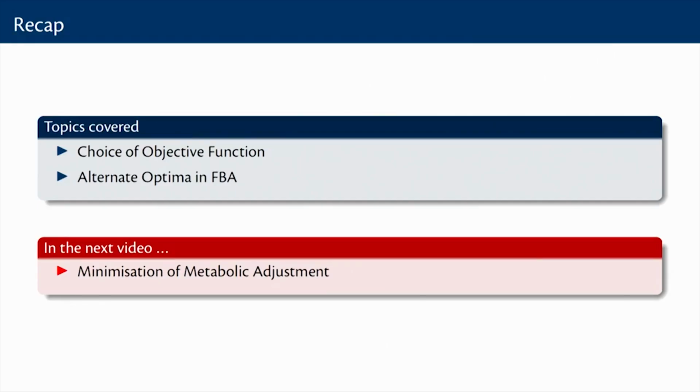In this video, we had an overview of how we go about picking the correct objective function, be it for overproducing a metabolite or maximizing the growth and so on. And we also looked at the concept of alternate optima in flux balance analysis. In the next video, we will see how we can circumvent the need for maximization of growth rate and use a slightly different objective function which turns out to be quadratic. This technique, which we will discuss next class, is known as minimization of metabolic adjustment.